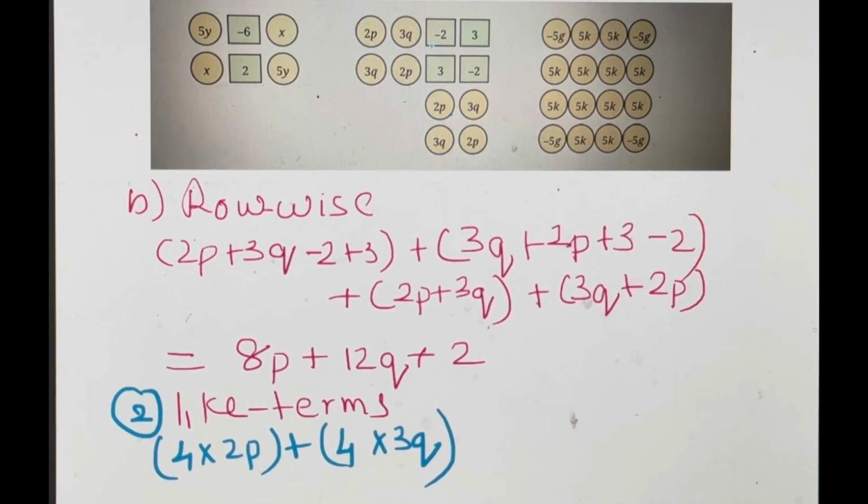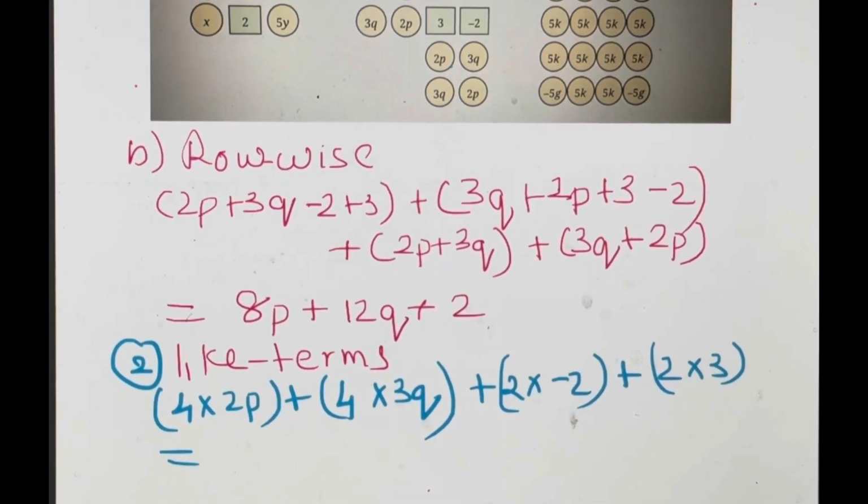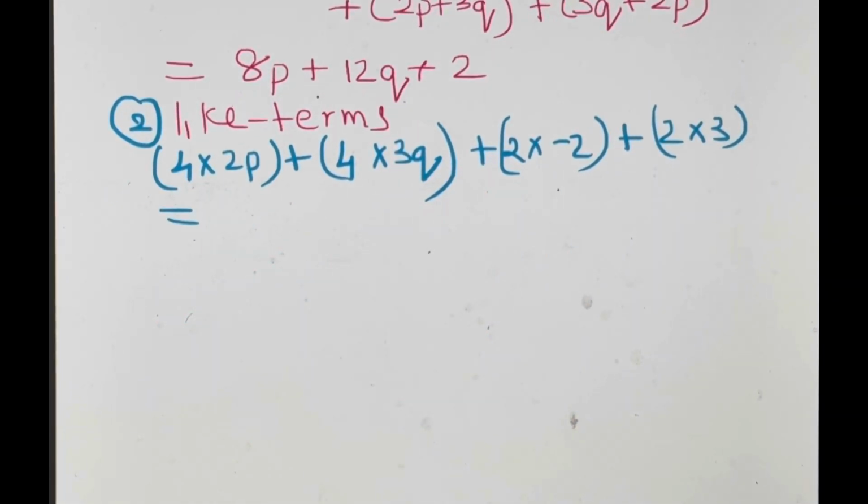So if we see minus 2 is 2 times. So 2 into minus 2. Similarly, plus 3 is also 2 times, 1 and 2. So what we'll get here? 8p, 4 2s are 8p plus 4 3s are 12q.